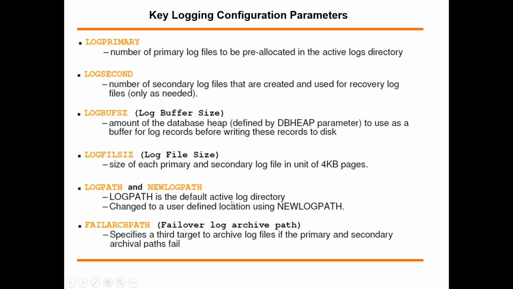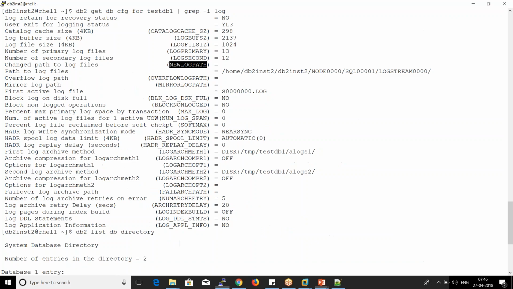Yes. Got it. Now we also have something called log arc method 1 and method 2. We were talking about a scenario where log arc method 1 is full and method 2 is full. Both directories are full and the database goes to hang state. It might not affect the whole instance because these are only database level parameters.